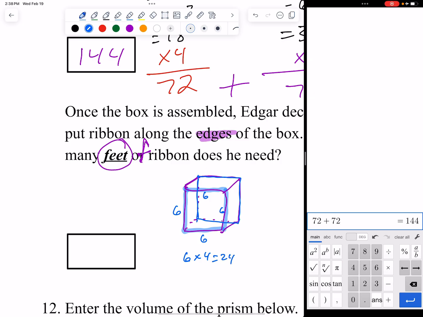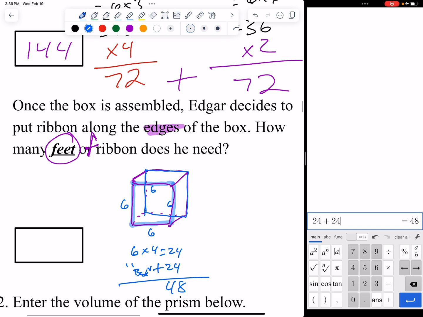That's 24. Those are the edges on the front, and I also have the edges on the back, so that's another 24. That's the back. So that's a total of 48. Let me just double check. 24 plus 24. Yes, 48.